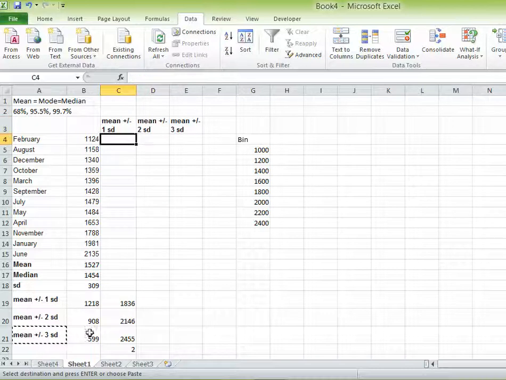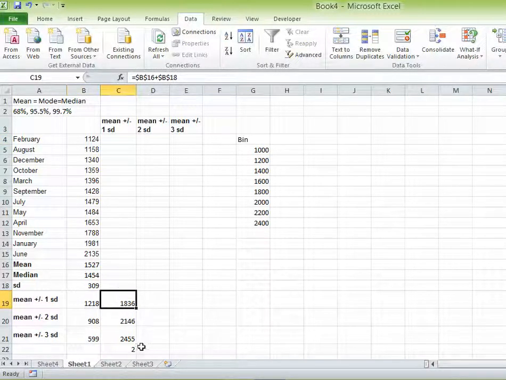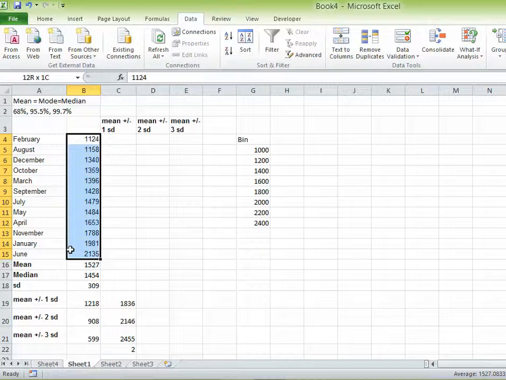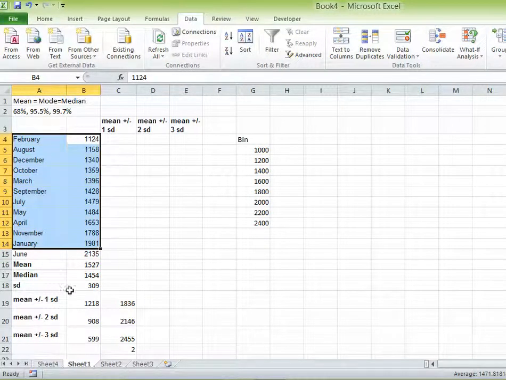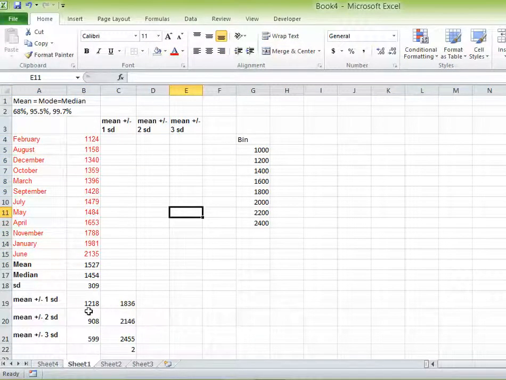Okay. So what I need to do is to think about my data. Mean plus 1 standard deviation covers the values from 1218 to 1836. Well, let's see where those breaks are. Again, I'm going to just highlight my data so it's clear from this stuff at the bottom. Whoops, I already missed one. I'm going to make these guys red. Okay, so where does 1218 and 1836 fall in this ordered arrangement?